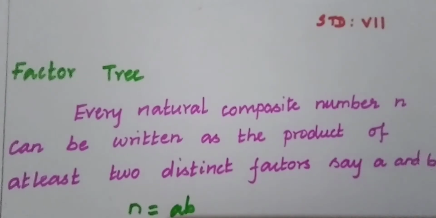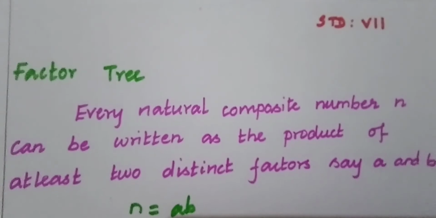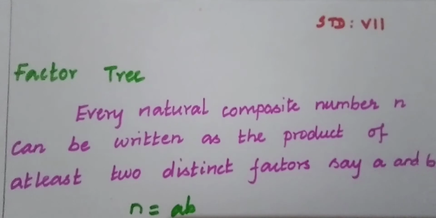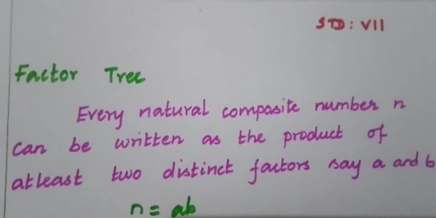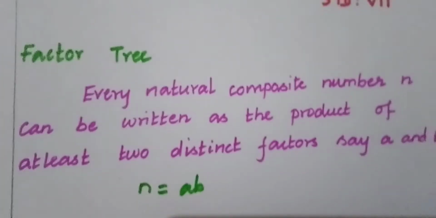In today's class, we are going to learn about factor trees. Every natural composite number n can be written as the product of at least two distinct factors, say a and b. That is, n is equal to ab. This can be represented by means of a diagram.